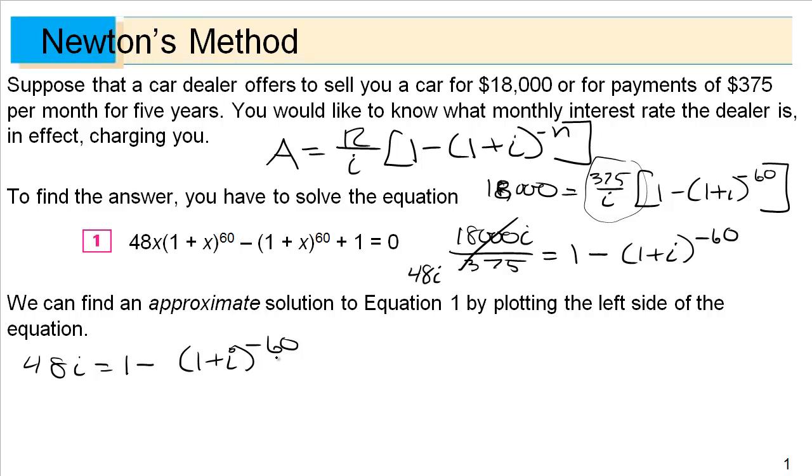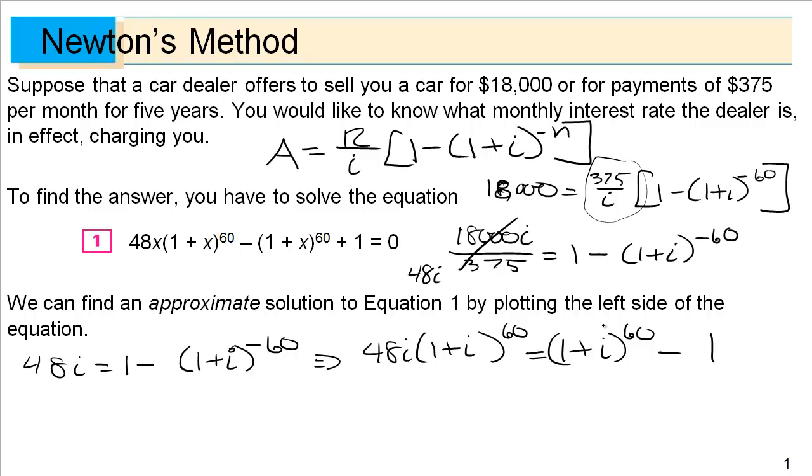That's a plus I. We don't like this negative exponent. It really is 1 over this to the 60th power. So if we multiply everything through by 1 plus I to the 60th power, it'll get rid of that. So we get 48I times 1 plus I to the 60th equals, well, 1 plus I to the 60th, because that's 1 times it, and then minus 1, because when you multiply this by itself to the 60th, the rule of exponents is you combine, and 60 minus 60 gives you 0. Anything to the 0 is just 1.